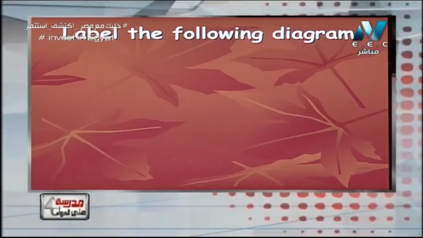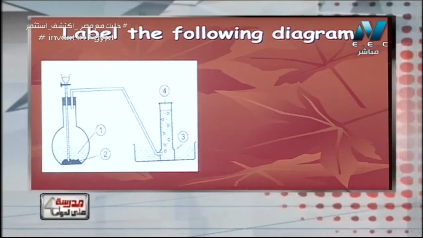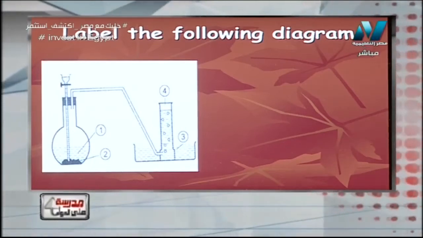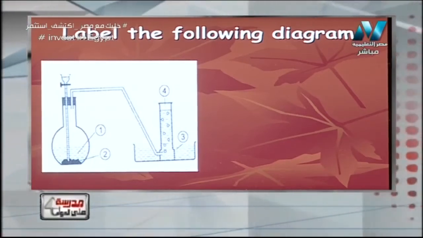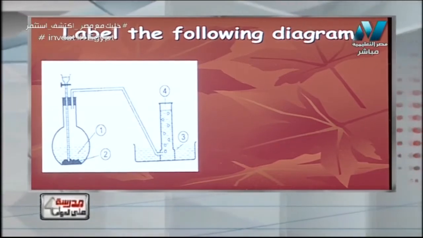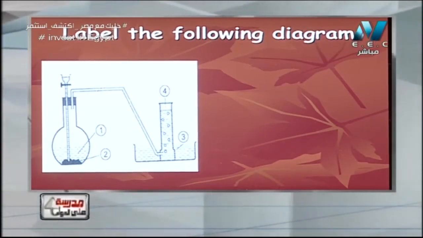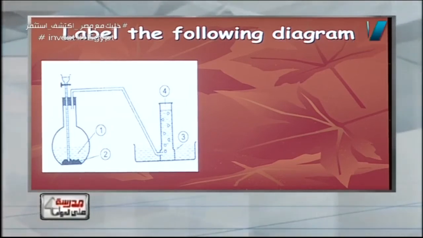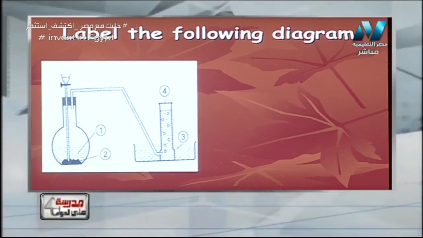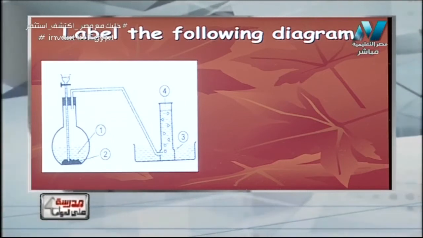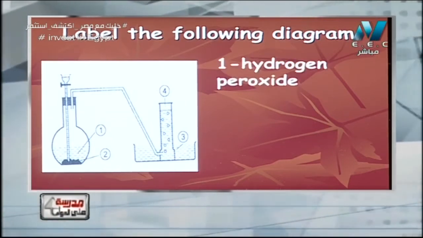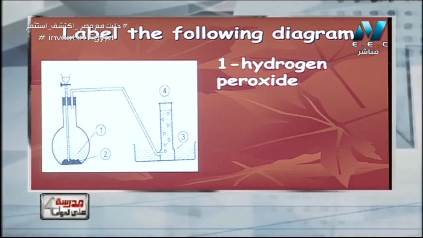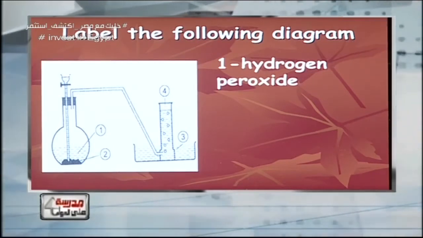Another question of label the following diagram. That's an important drawing of how to prepare a very necessary gas for our life. دي طريقة مهمة جدا نحضر بيها غاز مهم جدا لحياتنا هو غاز الأكسجين. So what about numbers of this diagram? Number one is hydrogen peroxide. Number one is the hydrogen peroxide solution which I use to prepare oxygen gas.